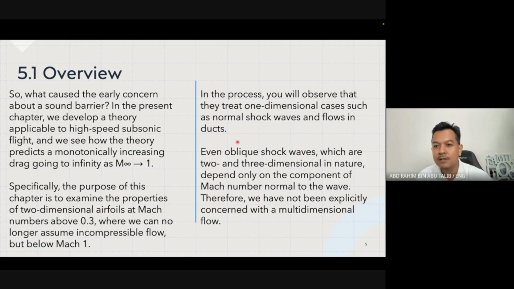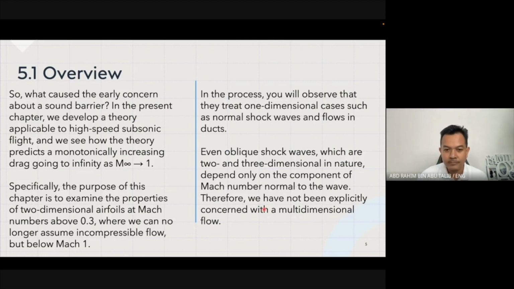In the process, you will observe that we have only treated one-dimensional cases such as normal shock waves and flows in ducts. In a later chapter, we will look into flow in ducts. Even oblique shock waves, which are two and normally three-dimensional in nature, depend only on the component of the Mach number normal to the wave. Therefore, we have not been explicitly concerned with multi-dimensional flow.